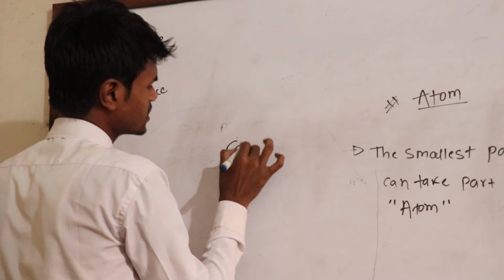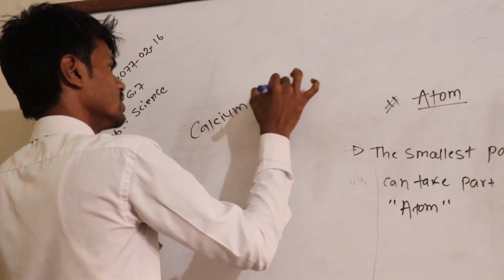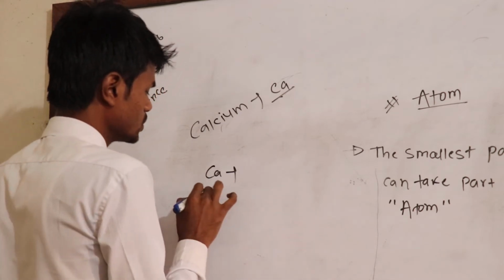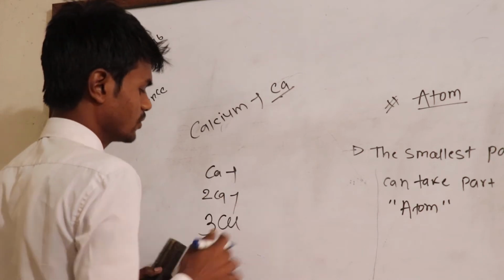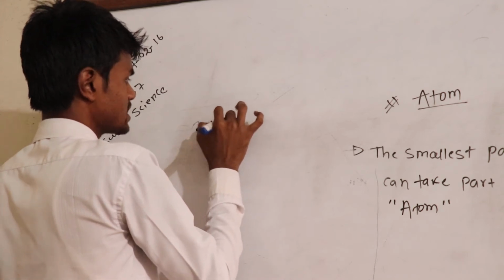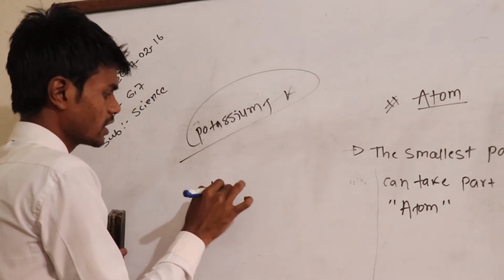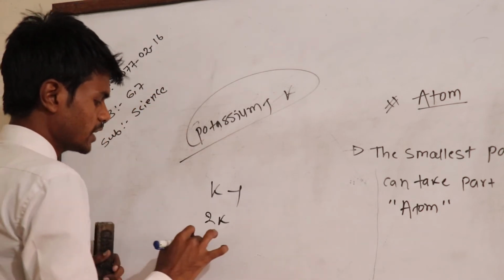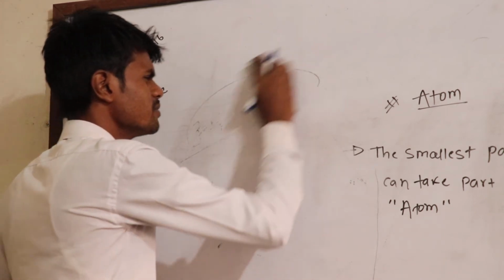Calcium, the symbol is Ca. It means 1 atom of calcium. 2Ca means 2 atoms of calcium, 3Ca means 3 atoms of calcium. Potassium, symbol K, is 1 atom of potassium, 2K is 2 atoms of potassium, 3K is 3 atoms of potassium.